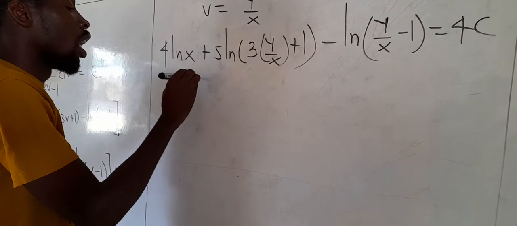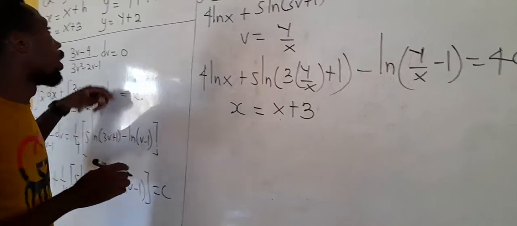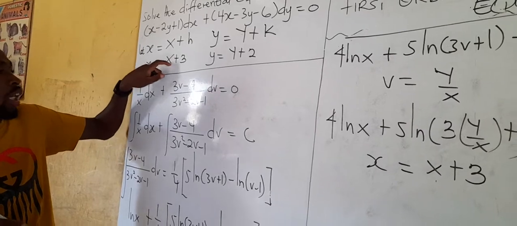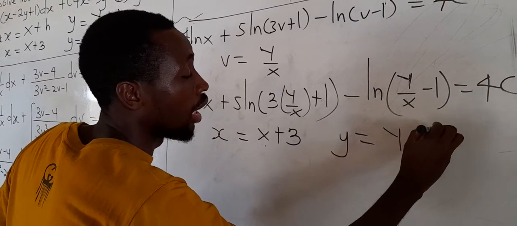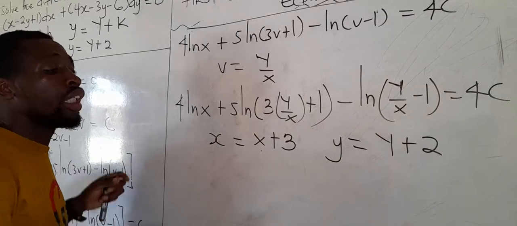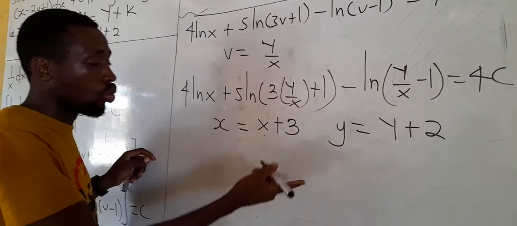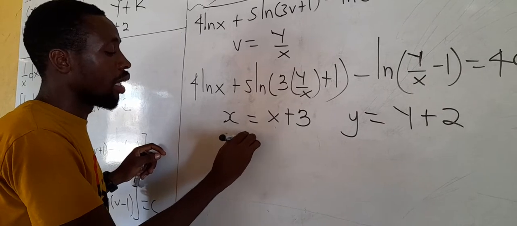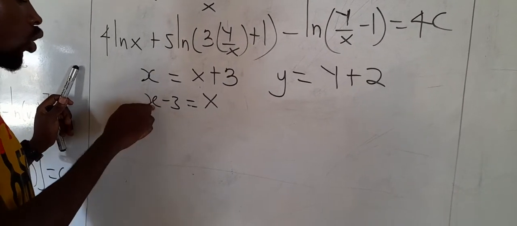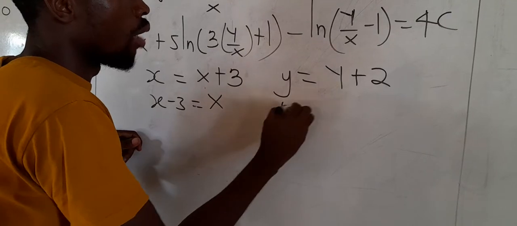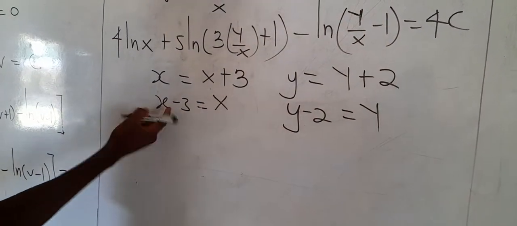And remember we said that our small x is equal to capital X plus 3. Look at it. Small x equal to capital X plus 3. And our small y equal to capital Y plus 2. So remember we have capital Y, capital X in them. So we need to replace them by the small x and small y. So we make the capital X the subject. So x minus 3 will be equal to capital X. So we bring the 3. So small x minus 3 will be capital X. Then our small y minus 2 will be capital Y. So in place of capital Y, we put y minus 2. In place of capital X, we put x minus 3.